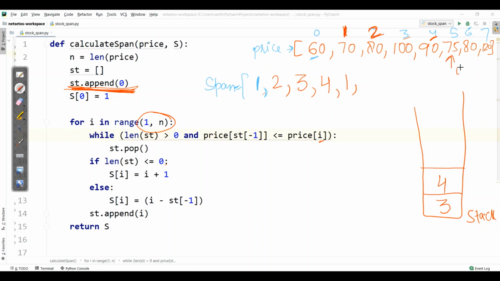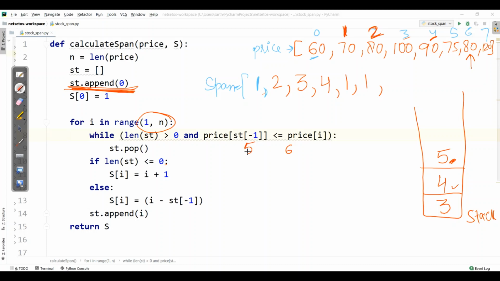Then for the next iteration, at stack top it is 4 and at I it is fifth index. We will compare both the prices. Is 90 greater than 75? It's greater than. So it won't be following this condition. And the stack value will be appended with ith index. Here we will have 5. While coming to span, it will be 5 minus 4 as 1. Then for the next iteration, at stack top it is 5 and current is 6.